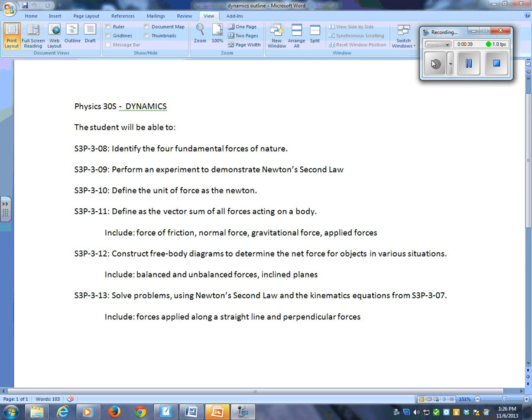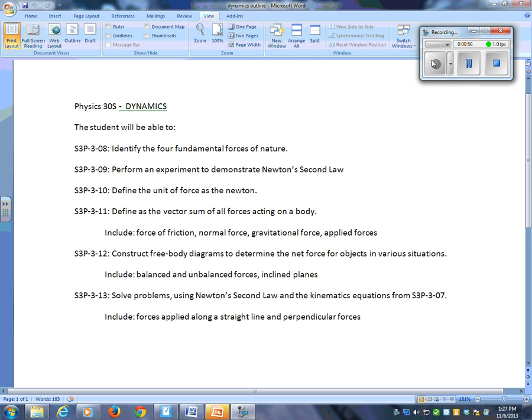Define net force as the vector sum of all forces acting on a body. Make sure you know what that means. I'm missing something there. Does this unit involve grams? Not as much, no. Include the force of friction, normal force, gravitational force, and applied force.